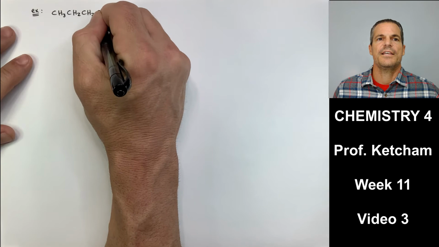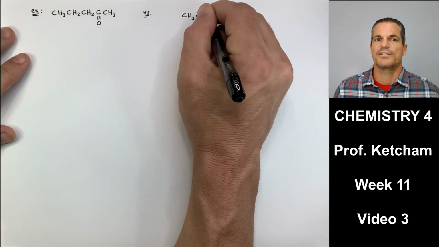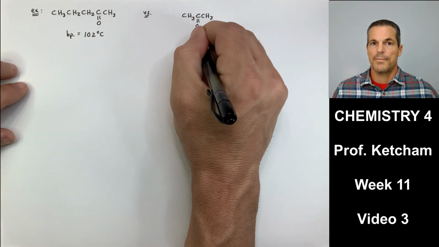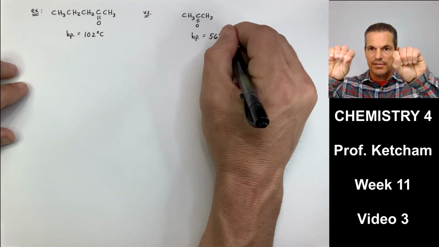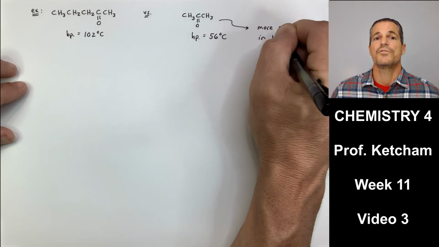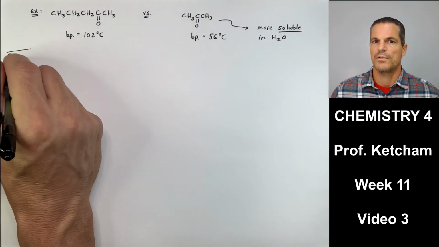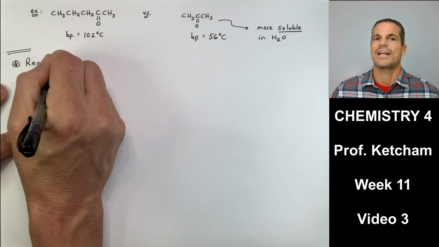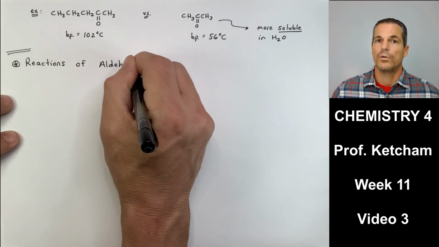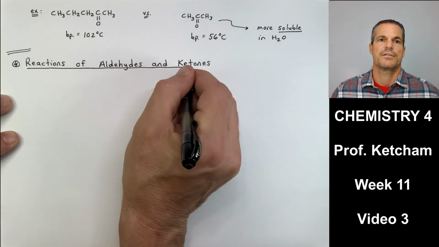Example, CH3, CH3, CH2, C double bond O, CH3. This is a ketone. These are both ketones because the carbon with the double bond O is attached to 2 carbons. All right, so a boiling point of 102 versus 56. The smaller one is more soluble in water, and its boiling point is actually lower because it is smaller and it's more polar overall, and therefore it has stronger intermolecular attractions.